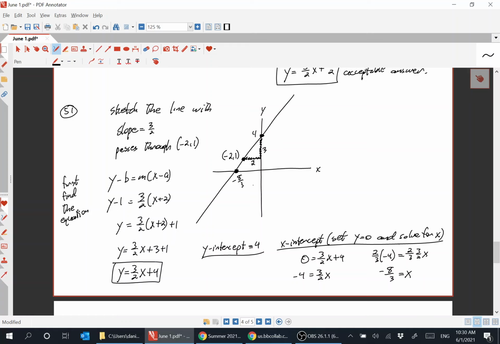So you can graph one point and then graph another point by doing this rise over run hop. I don't think that's the easiest way to do it. I think the easiest way to do it is to just find the x and y intercepts. Just leave it at that. All right.